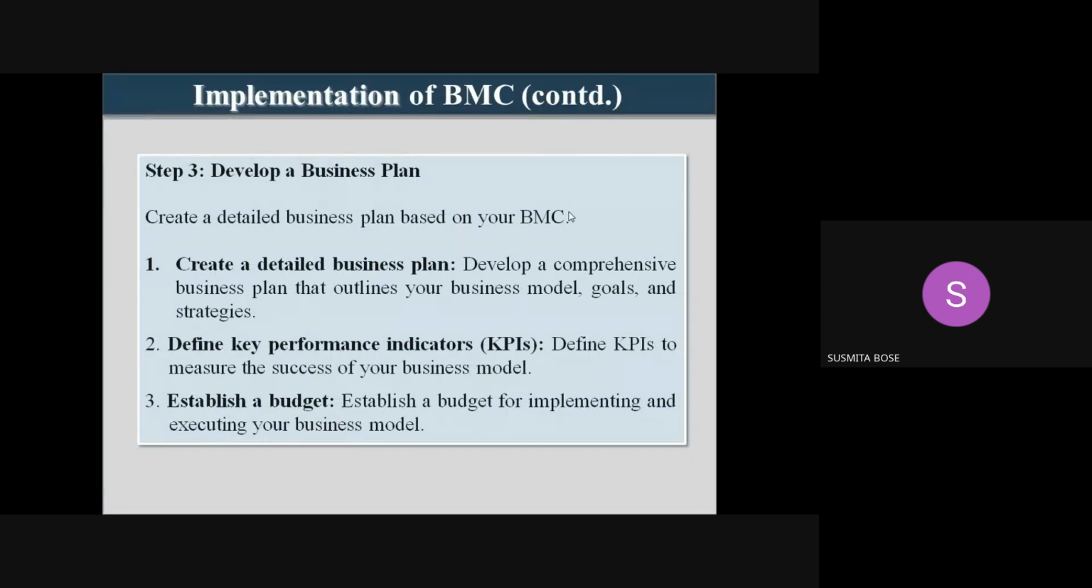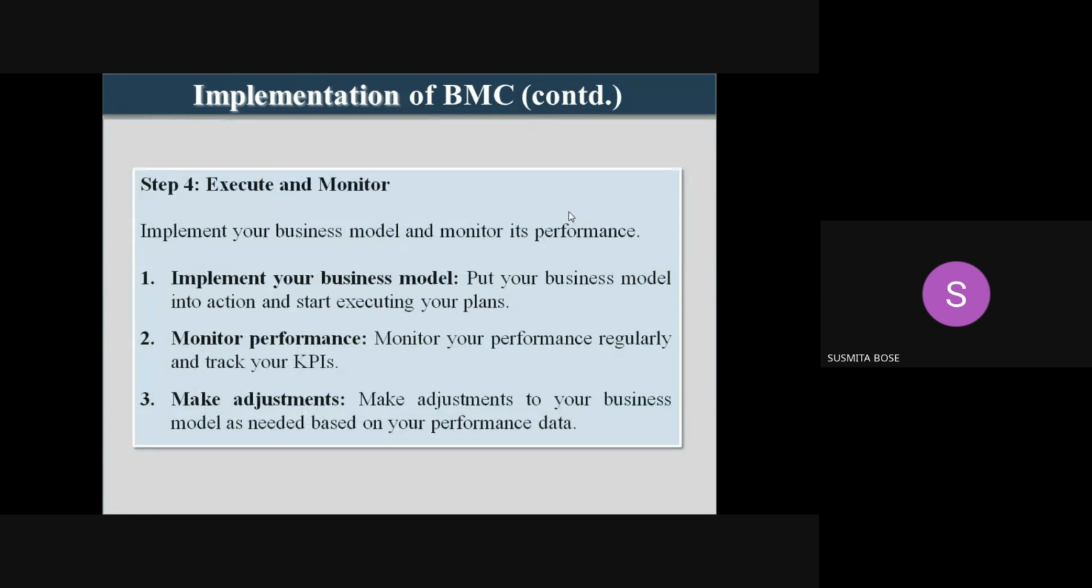Then you have to develop a comprehensive business plan that outlines your business model, goals, and strategies, define your key performance indicators to measure the success of your business model, and then establish a budget for implementing and executing your business model. And then you have to monitor its performance. Now you have put your business model into action and start executing your plans. Now you implement your business and start executing whatever you have planned.